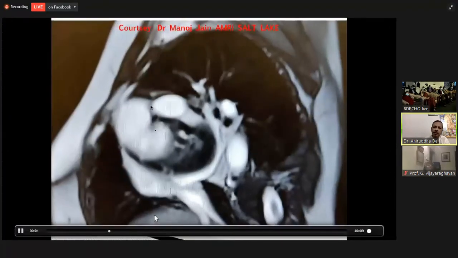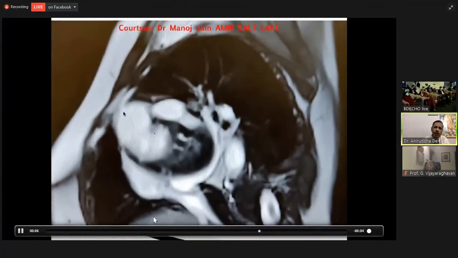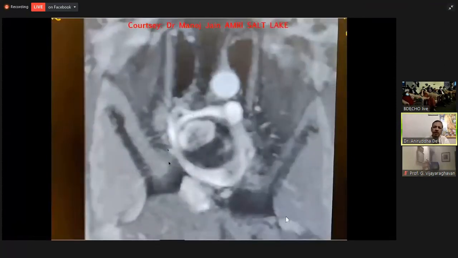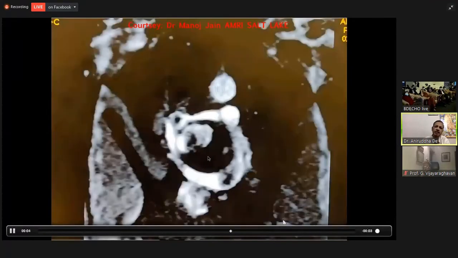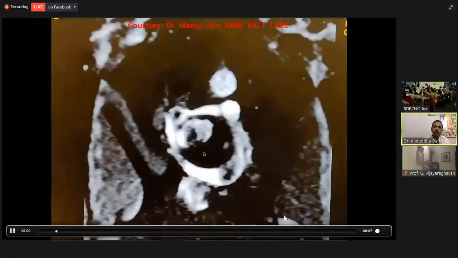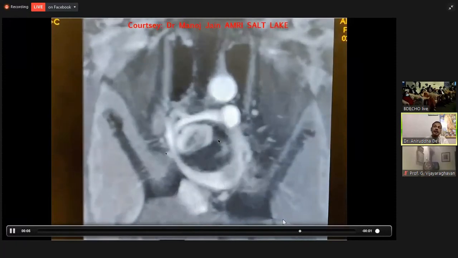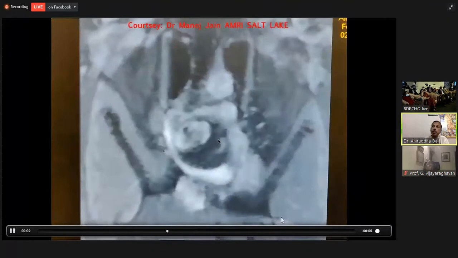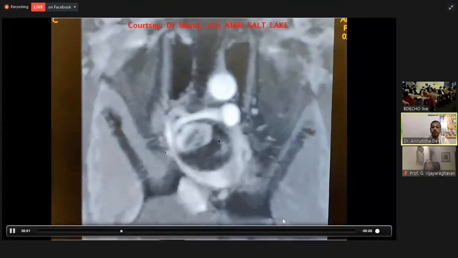Same thing: a mass arising from the ascending aorta. In the tomography view, you can see this is a huge mass, and this area is what we saw in the echocardiography as cystic degeneration. It is arising from the aorta. And the CT scan was reported as a mass arising from the ascending aorta, probably an aneurysm of the ascending aorta.